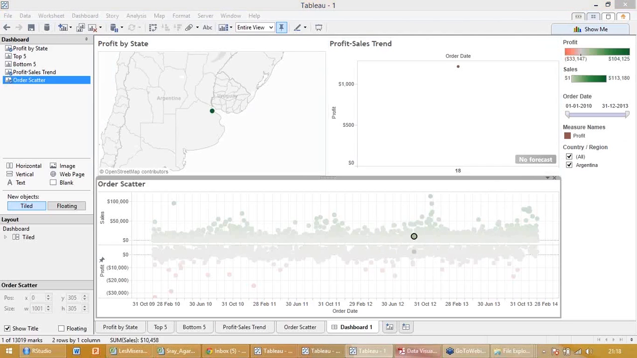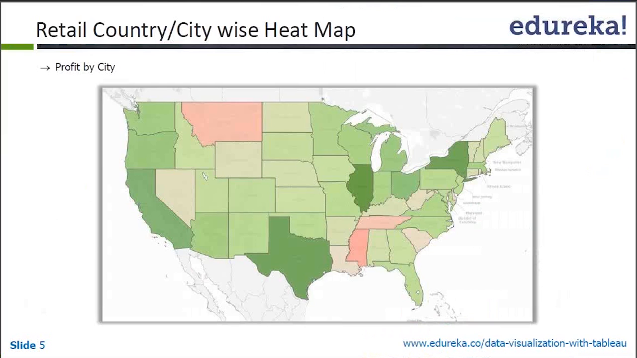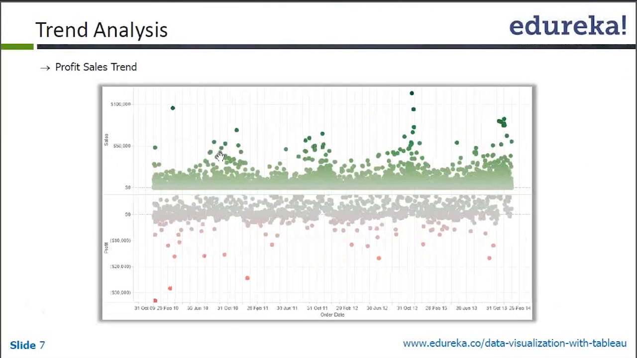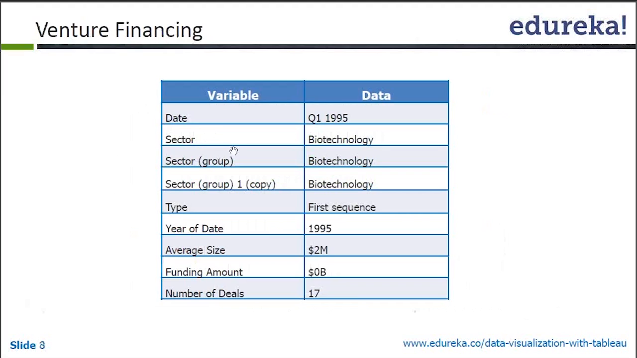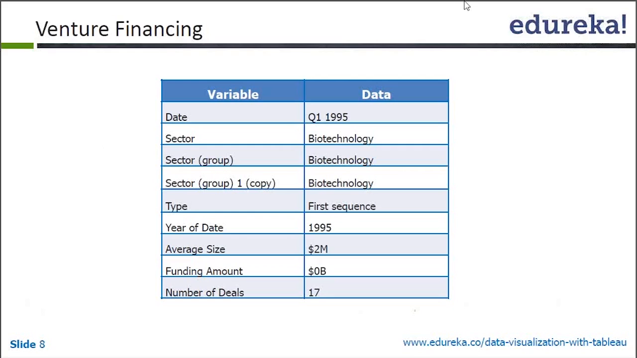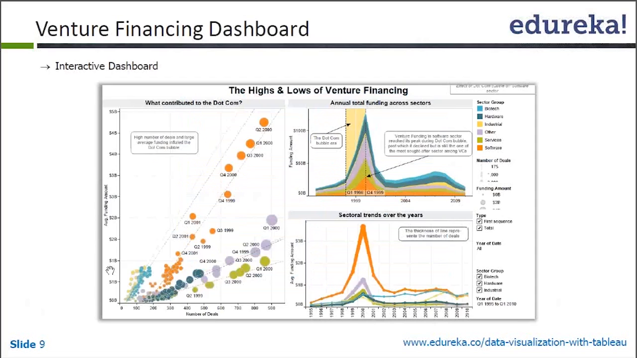Okay. So that is one part of the discussion we completed. So we saw trend analysis, and we saw map. The second one we'll go for is venture financing. So these are the variables which we have. So there's a venture financing case study we are taking, where you have date, you have sector, you have type, year of date, average amount, funding amount, and number of deals.